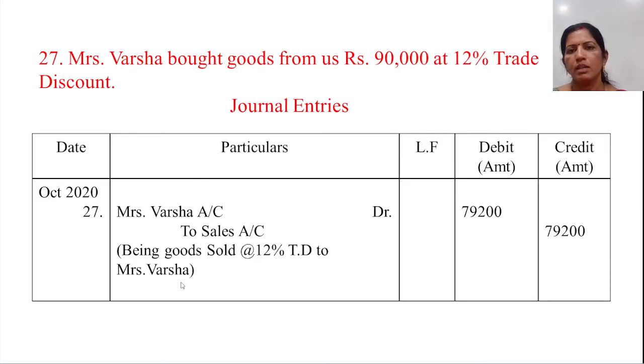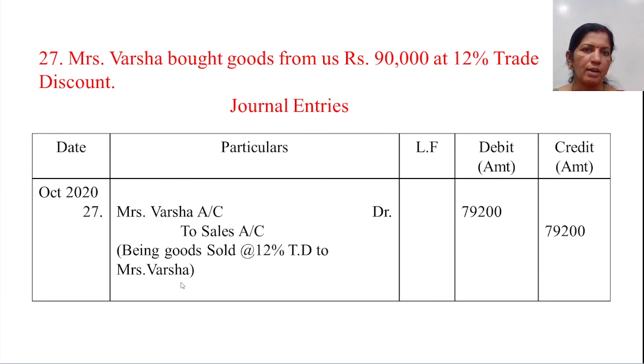Next, Mrs. Varsha bought goods from us, rupees 90,000 at 12% trade discount. See, the example involves trade discount. Discount means an allowance given by seller to buyer. It is deducted from the selling price. There are two types of discount, cash discount and trade discount. Only cash discount is recorded in the books of account. Trade discount is never recorded in the books of account.